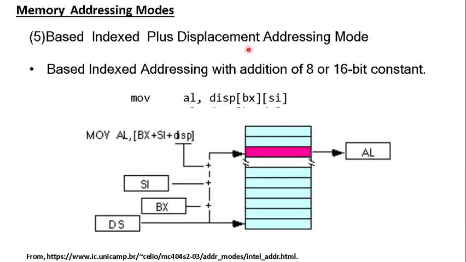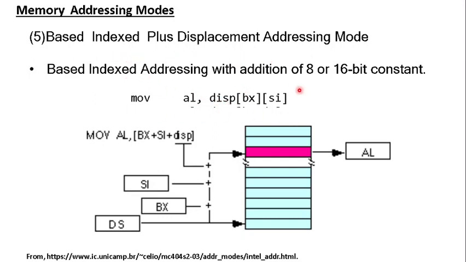Then the final variant is based index plus displacement. It is a direct modification of our based indexed addressing. If you see here, this is a possible instruction. This part is our based indexed, and to that if you add a displacement, it will give you the based index plus displacement addressing mode.